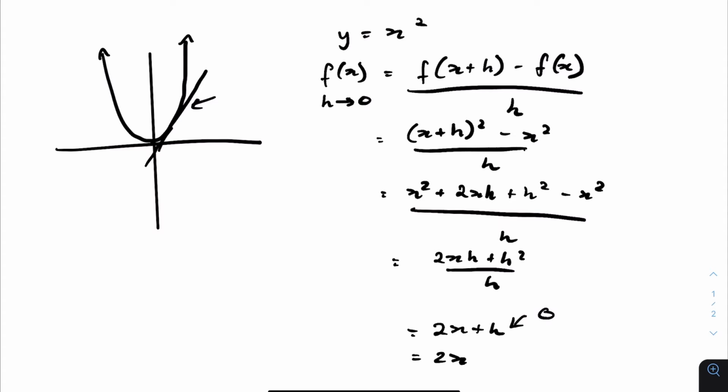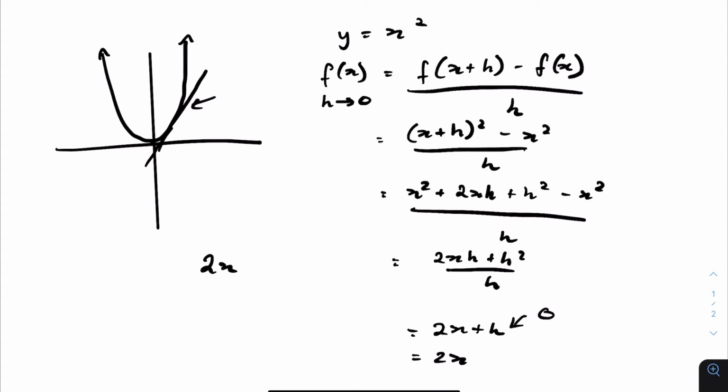But as I explained in the limits video, if you haven't checked it out, check it out now. The first principle is essentially like a gradient formula, where we take 2 points very, very close to each other and find their gradient. And in this case, it's 2x.